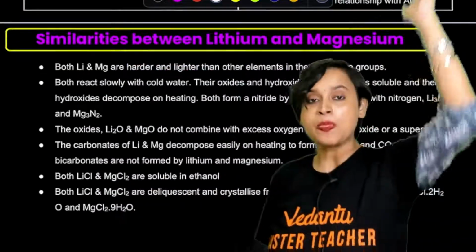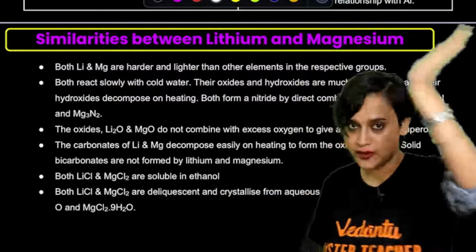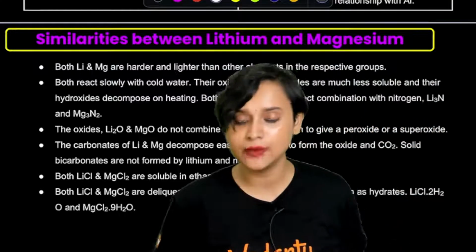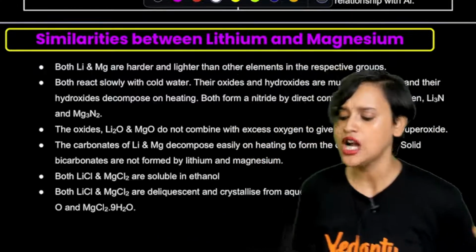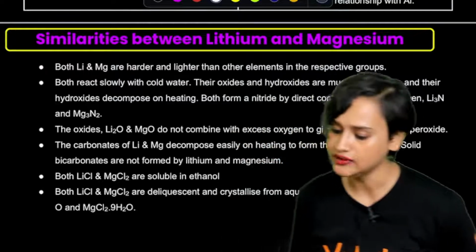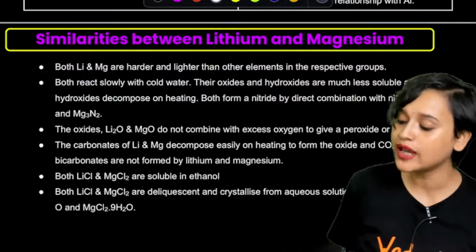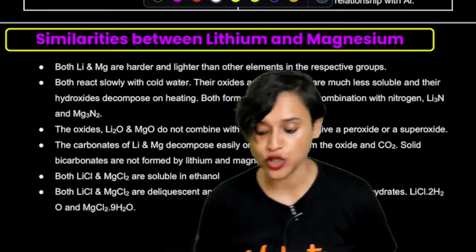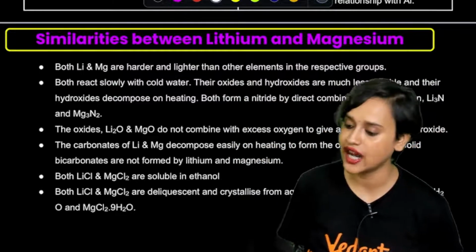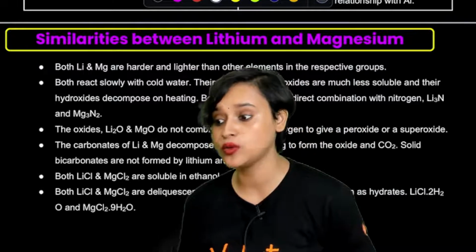Got it, guys? Then we have the diagonal relationship, the similarities of lithium and magnesium, and we all know that both lithium and magnesium are harder and lighter than the other elements in their respective groups, right? Both of them react with only cold water. We have spoken about this, yes. And their oxides and hydroxides are much less soluble in water. Why?